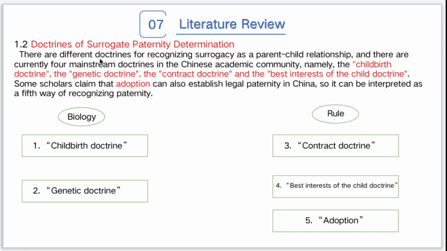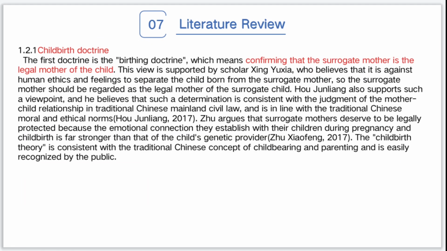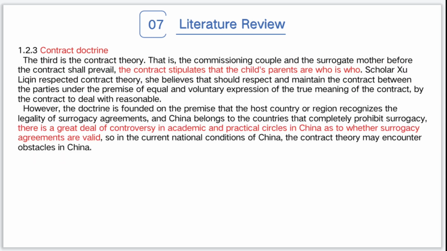There are 5 doctrines of surrogate paternity determination. First, childbirth doctrine. Second, genetic doctrine. Third, contract doctrine. Fourth, best interest of the child doctrine. Fifth, adoption. Here is the introduction.